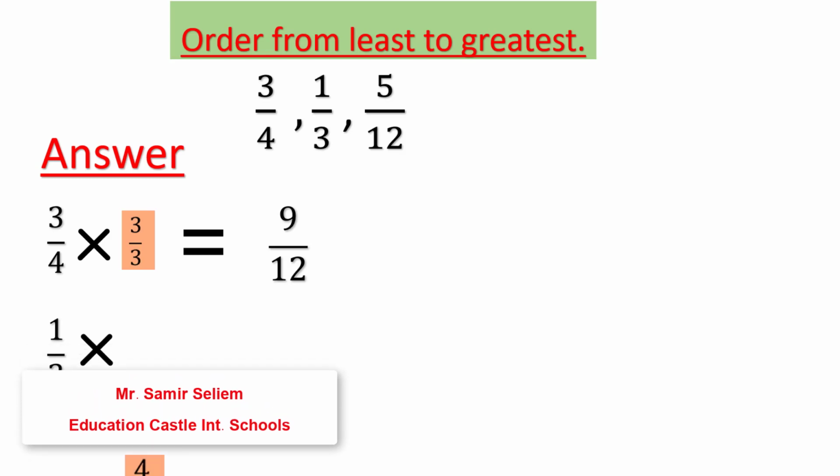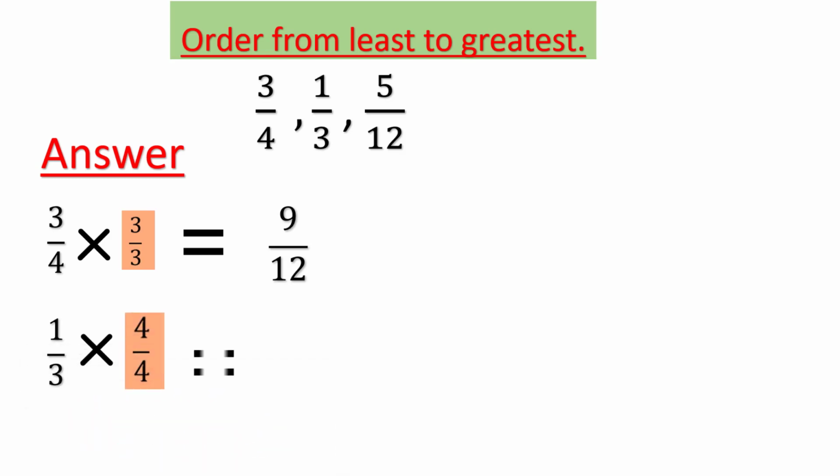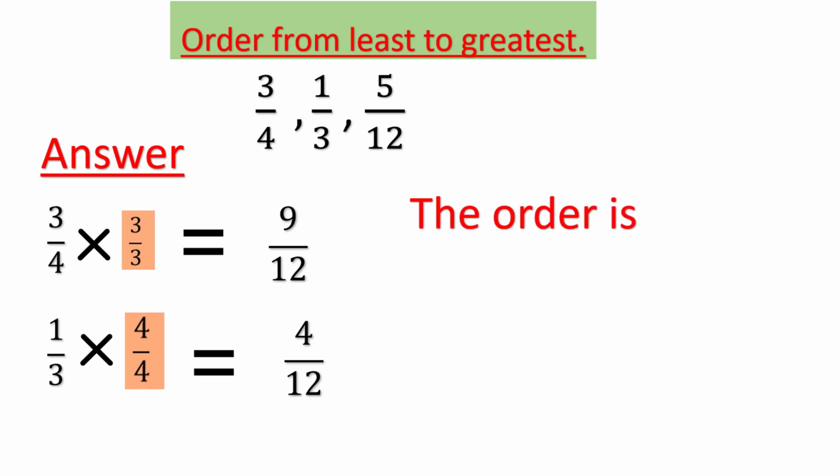1/3. We can multiply here the two terms by 4. So it will be 4/12. Now we can compare which one is the smallest. 4/12, which is 1/3, followed by 5/12, followed by 9/12, which is 3/4. So the order is 1/3, followed by 5/12, and 3/4 is the greatest one.